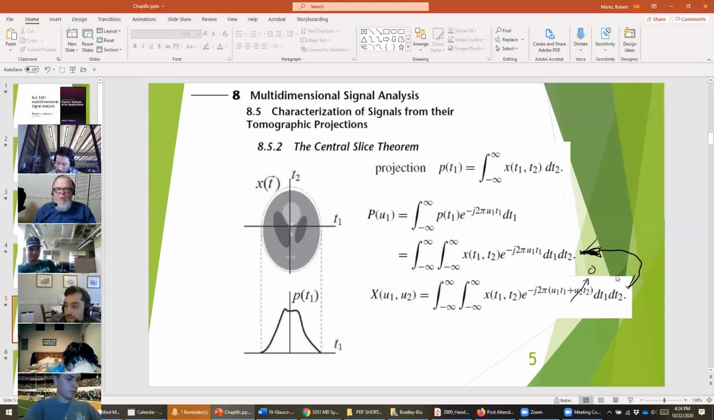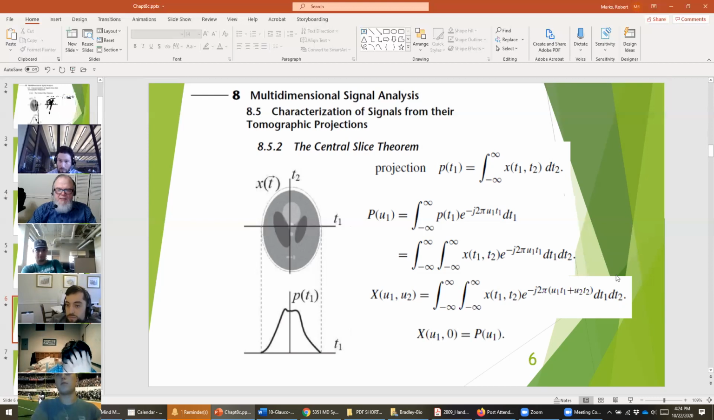What's left is the Fourier transform of the projection. So the bottom line conclusion is that the Fourier transform of the projection is equal to X of u1 and 0. Isn't that cool? This is something called the central slice theorem, and I'm going to give you a geometric explanation.